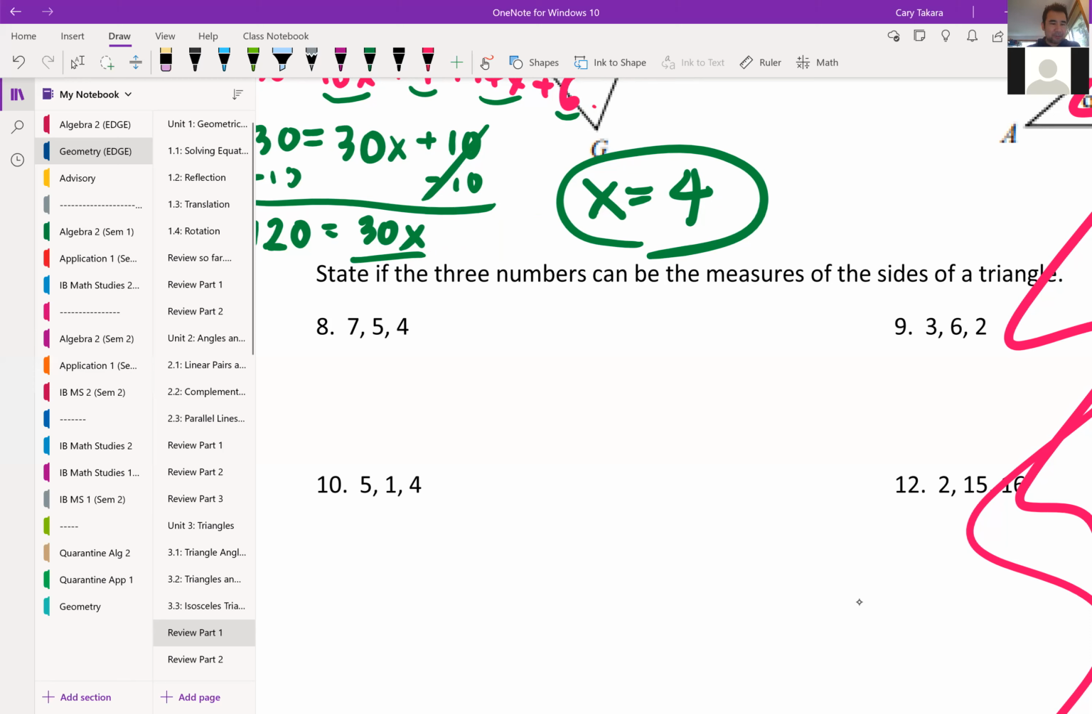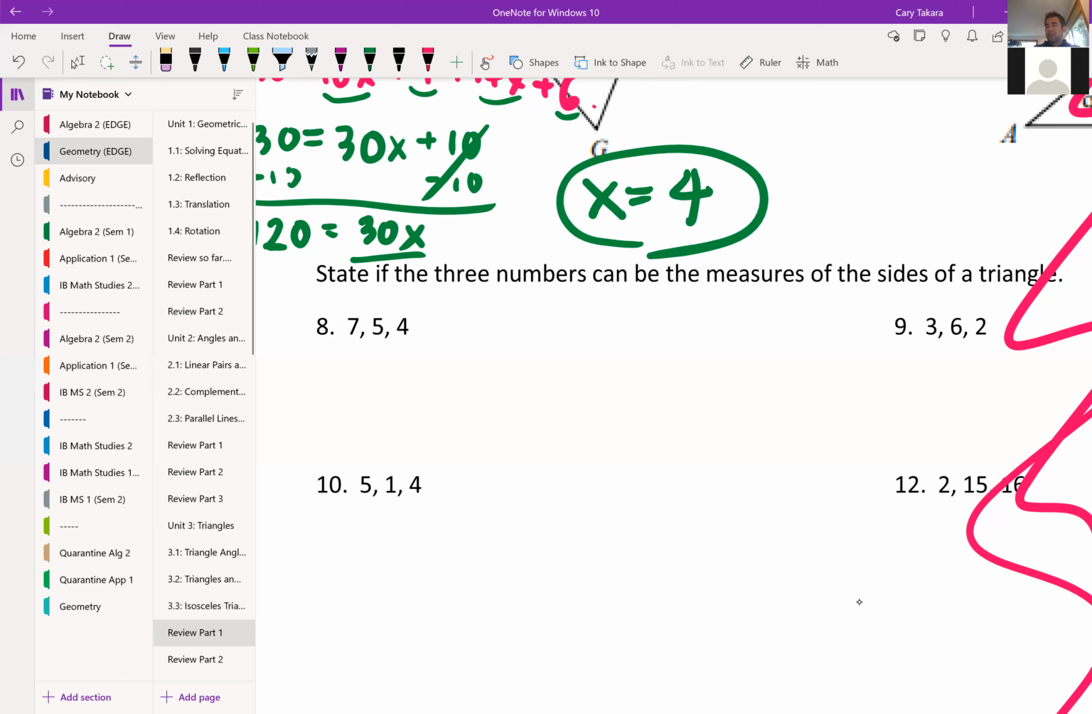No, this is just a review. We've finished isosceles yesterday, 3.3. So this is review over 3.1, 3.2, and 3.3. Okay, that's what we're doing right now.